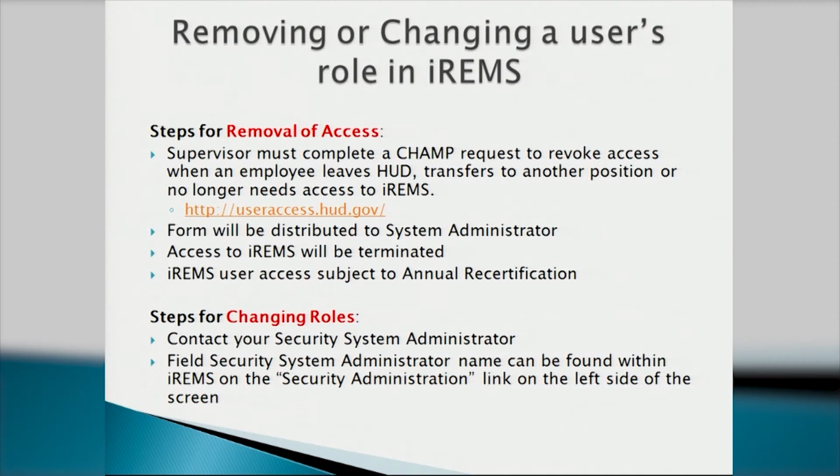This slide here should be adding, removing, and changing user roles in IREMS. In order to be assigned a role in access or to be removed from a role in IREMS, your supervisor must submit a CHAMP request. Once that CHAMP request is submitted, it will send a service desk ticket to the security administrator, who will then go in and approve the request and assign or revoke the access.